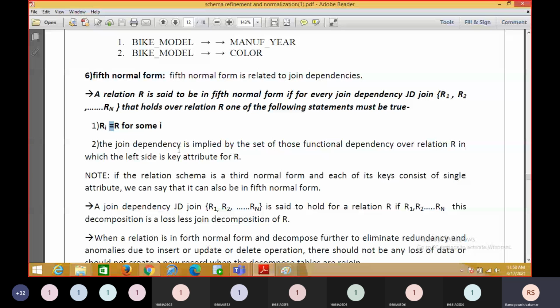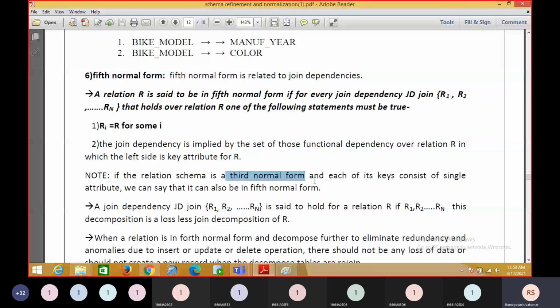One note here: if the relation schema is in third normal form, and each of its keys consists of a single attribute, we can say that it is also in the fifth normal form.